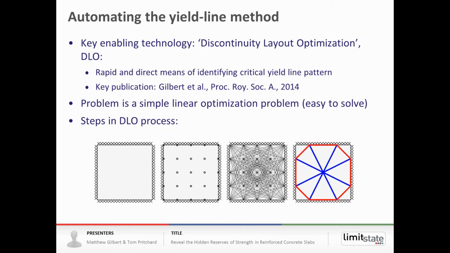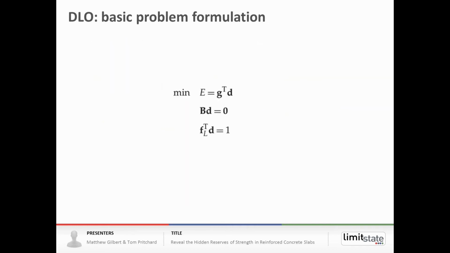In this case, we've got a relatively coarse discretization of nodes, so we end up with a relatively simple yield line pattern, and one which will be slightly non-conservative, so the solution will be slightly higher in terms of load factor than the true solution.